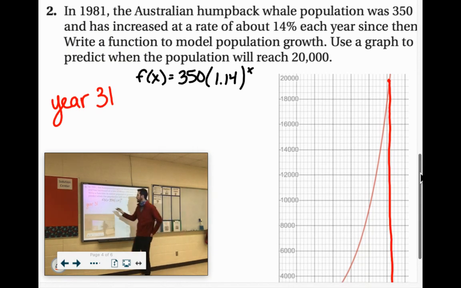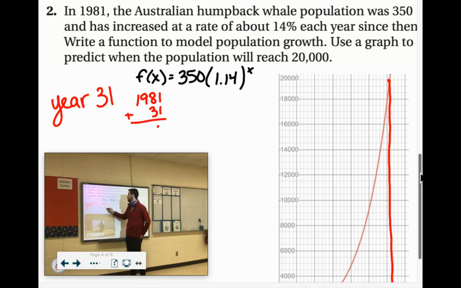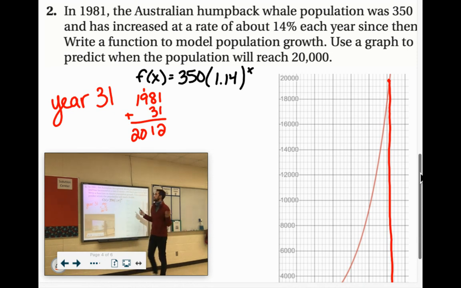1981. So 1981 plus 31. Let's see, 2012. Wow, that was a big year. That was the year the guitar value went up to $60,000, and it was also the year the Australian humpback whales went up to 20,000.